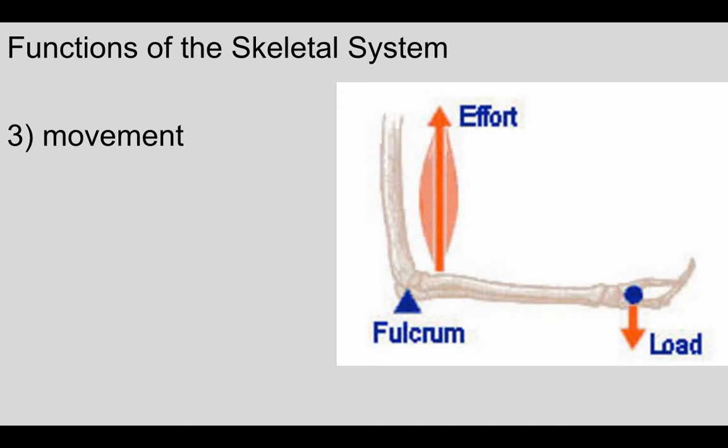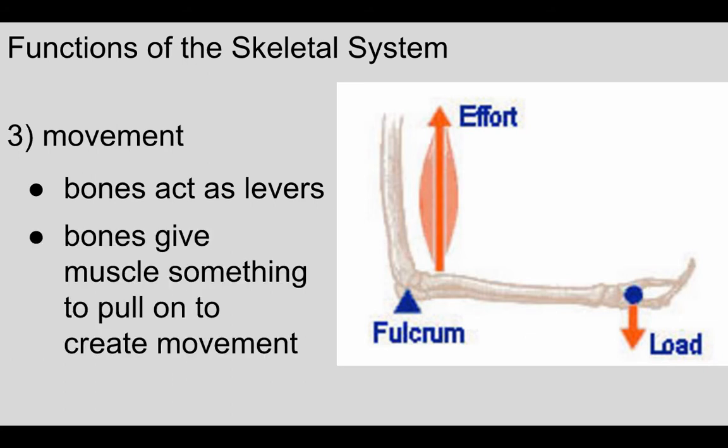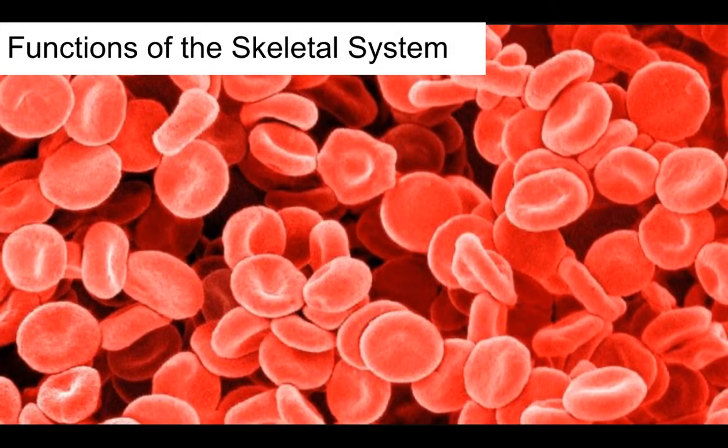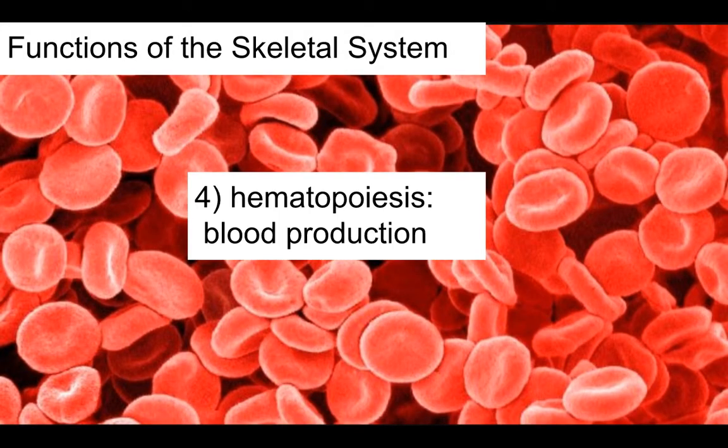Okay, third function. Movement. You can't move unless you have bones. You'd be just a gelatinous mass kind of wiggling on the floor. So bones act as levers, and they give the muscle something to pull on. And so we'll be doing a lab with this kind of stuff in a couple weeks. Another one is hematopoiesis. Love that word, hematopoiesis, which is blood cell production, and that takes place in the bones as well.